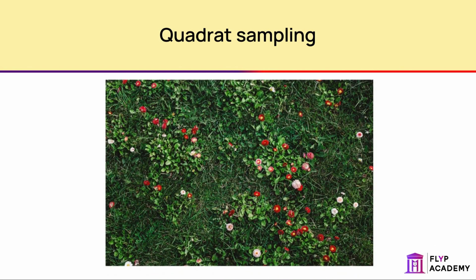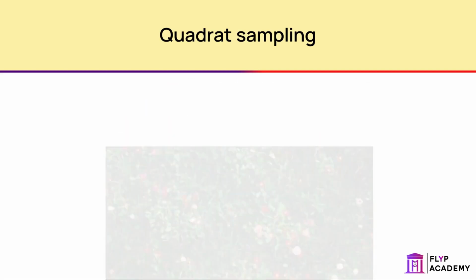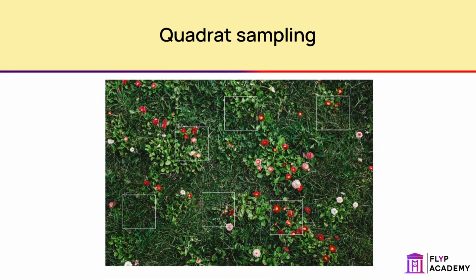Let's do an example. We'll imagine that this picture is our complete field and it measures 6 metres by 5 metres. This means our field has an area of 6 multiplied by 5, which equals 30 metres squared. We will place 6 quadrats on the field and count the flowers inside. This means our sample area is 6 metres squared.